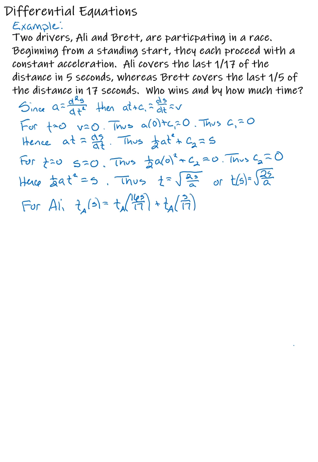Okay, well, we do know that the last little bit, the last 1/17 of the distance, was covered in 5 seconds. So that allows us to write t sub a of s as t sub a of 16s over 17 plus 5. All right, so far so good?